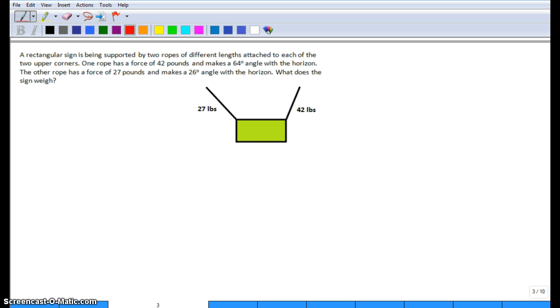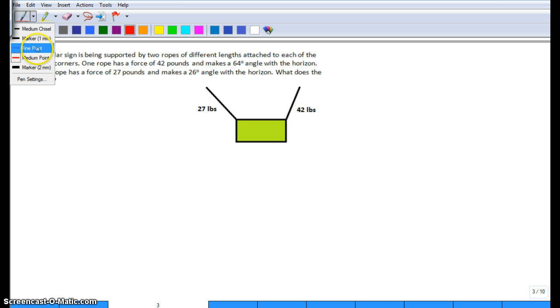The type of problem we have is we're given information about two cables and the amount of force on each cable that is holding a box or some object. In this case, we're given the forces in the cables, and based on the angles at which those cables lie, we should be able to calculate how much the box itself weighs.